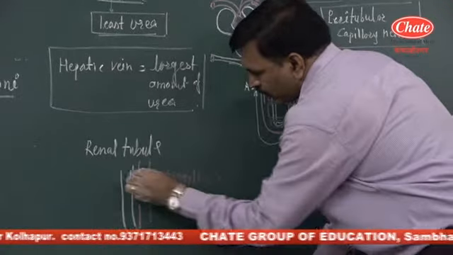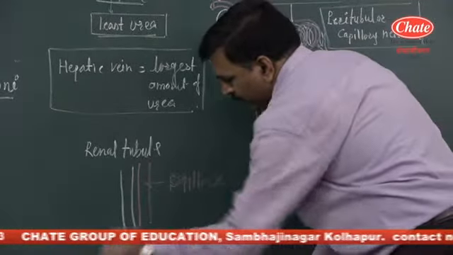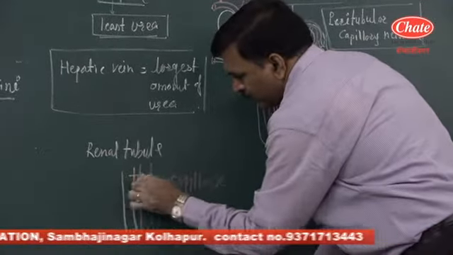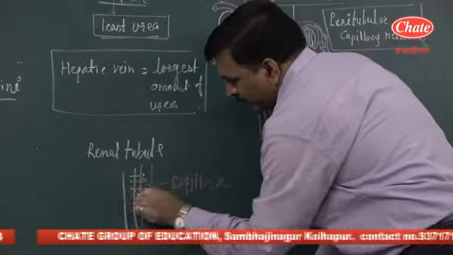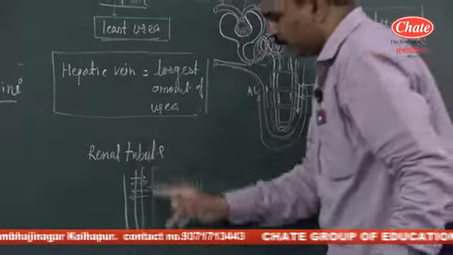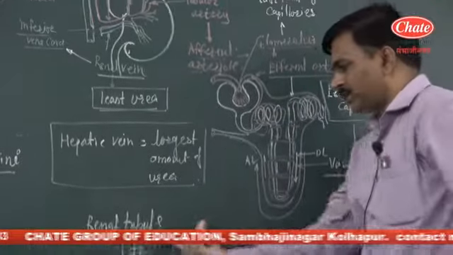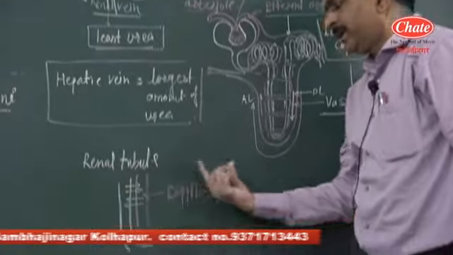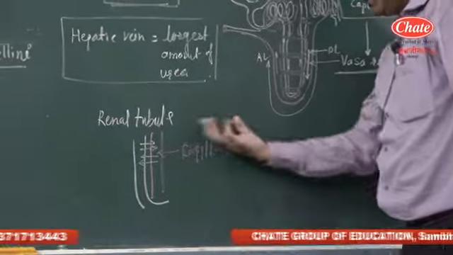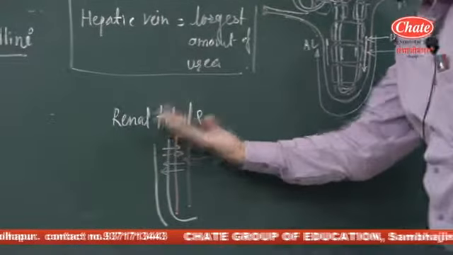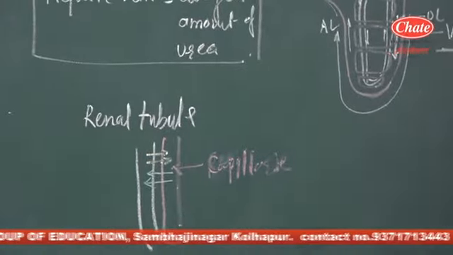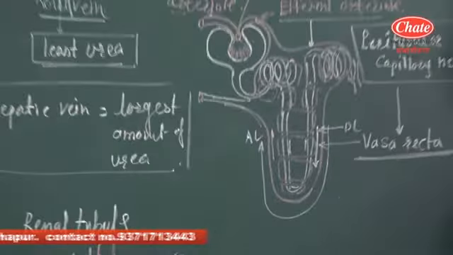Most importantly, some movement of ions occurs from the renal tubule to the blood capillaries, and some movement occurs from the capillary to the renal tubule. So while discussing the mechanism of urine formation, this point is most important: the material enters and exits, meaning the movement occurs between the renal tubule and blood capillaries. So that is about the blood supply to the kidney.